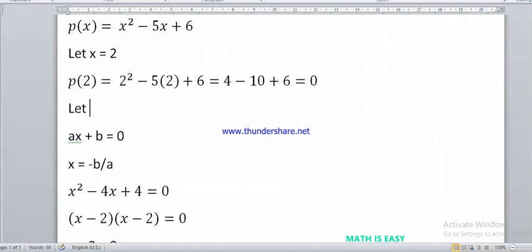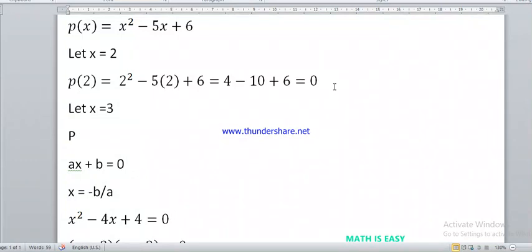Similarly, I can substitute, maybe you try with, in class 9th you already studied how to find the value of the polynomial. You try with x equals 3, then p of 3 value also will give me the answer as 0. P of 3 also will give you 0. So I can say 3 is also a solution of the given polynomial.